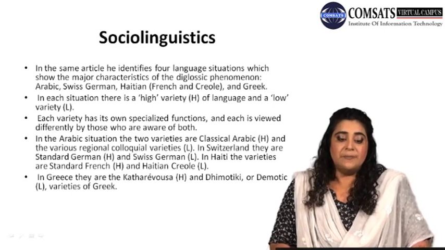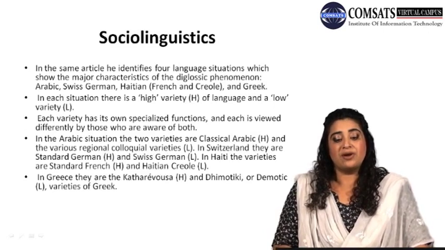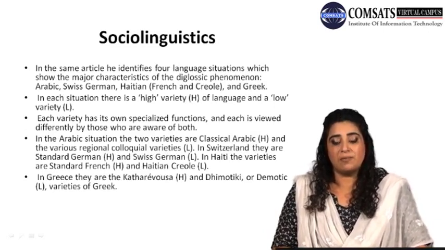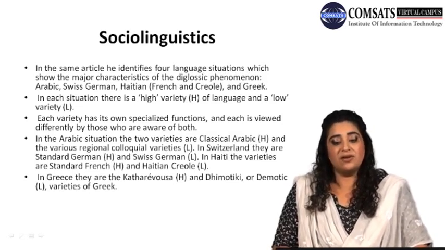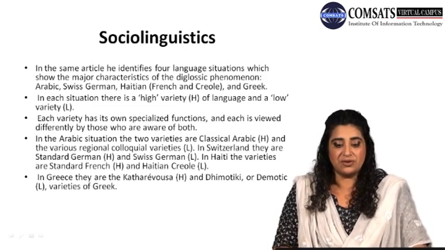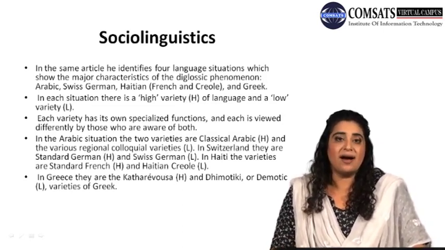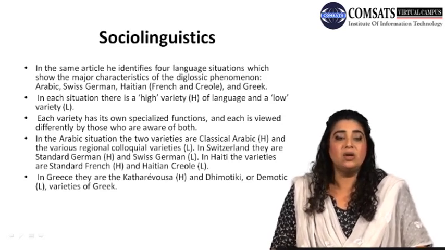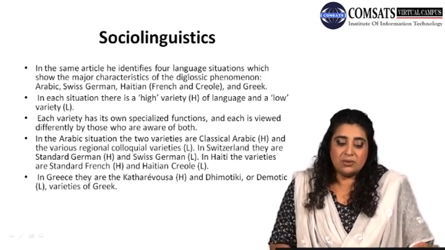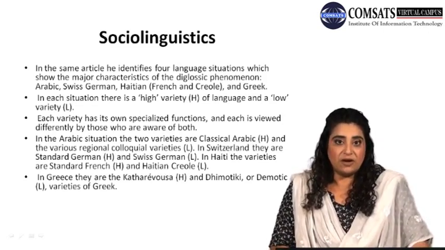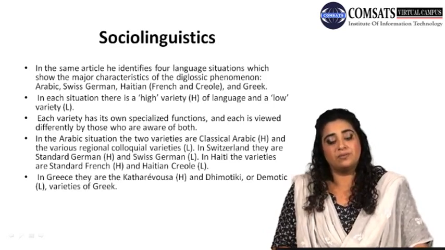So in the same article, he identifies 4 language situations which show the major characteristics of the diglossic phenomenon: Arabic, Swiss German, Haitian, French and Creole. Haitian is a combination of French and Creole, and Greek. Now, in each situation, there is a high variety of language and a low variety, an H and an L. Each variety has its own specialized functions, and each is viewed differently by those who are aware of both.